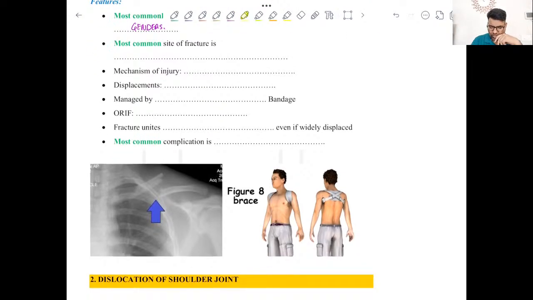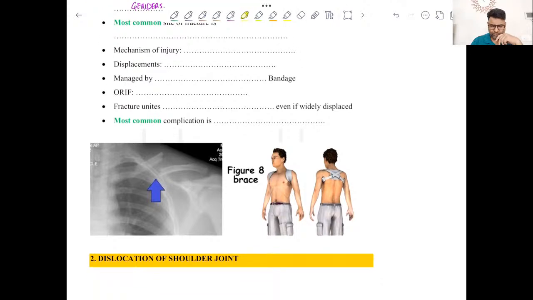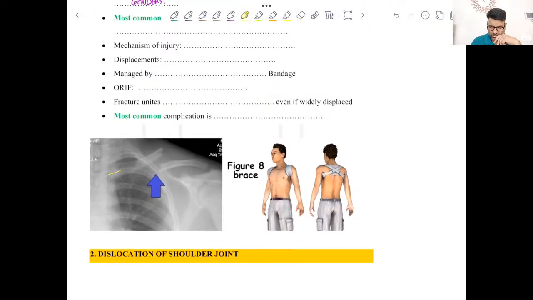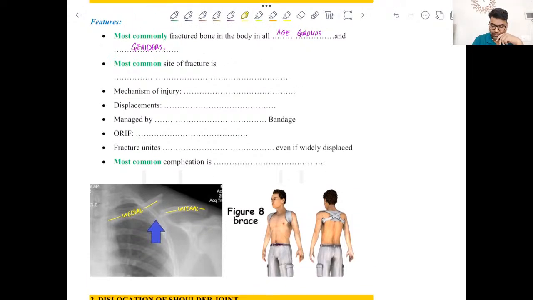That is one thing. Now if you look at the x-ray, you can see this is the medial fragment, right, and this is the lateral fragment. So the usual site of fracture is the junction of medial 2/3 with lateral 1/3, right?